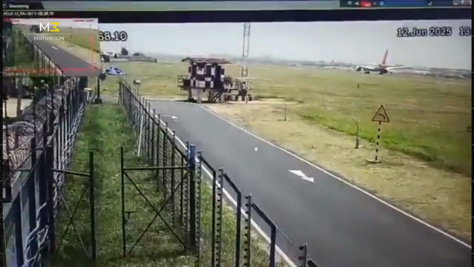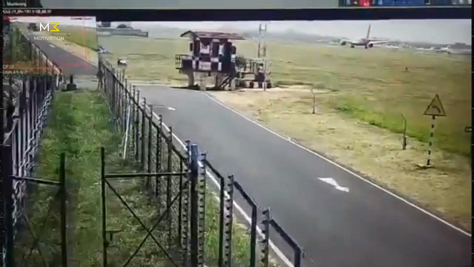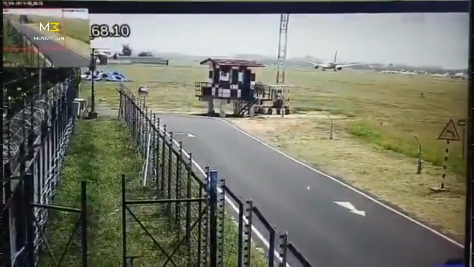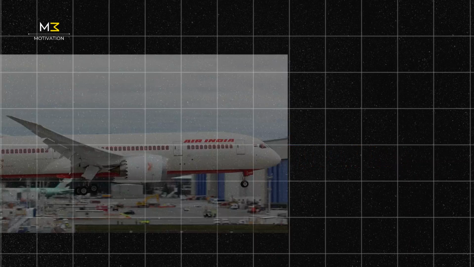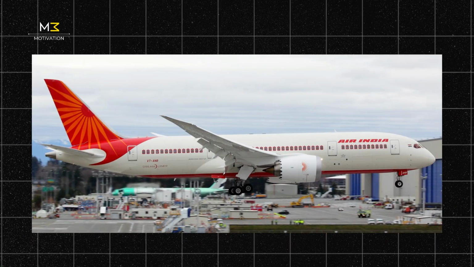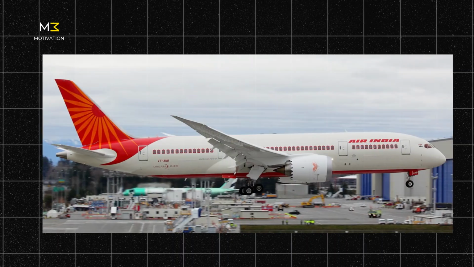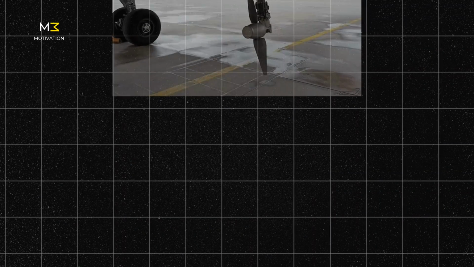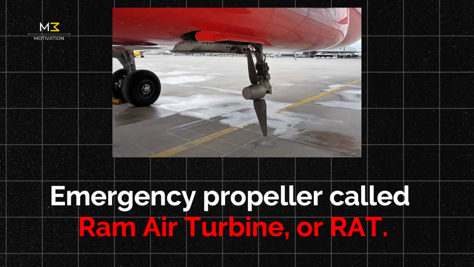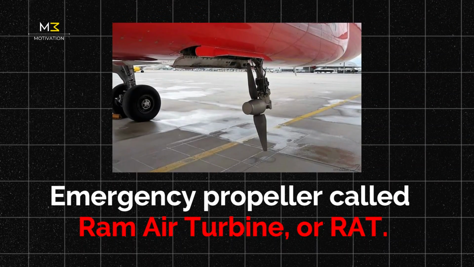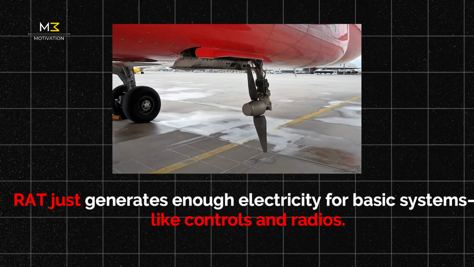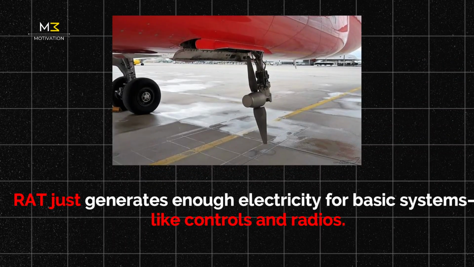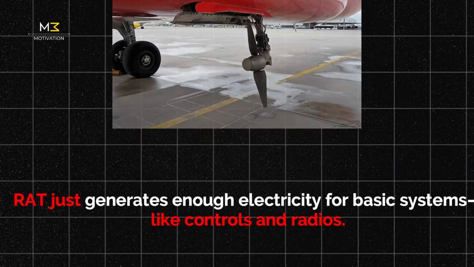It raises a huge question. If neither pilot flipped the switches, then what did? What happened next? Emergency systems activated. After the fuel was cut off and the engines shut down, the plane had no power. But the Dreamliner has backup systems. First, a small emergency propeller called the Ram Air Turbine, or RAT, automatically popped out from the plane's body. It spins using the outside air to generate just enough electricity for basic systems, like controls and radios.